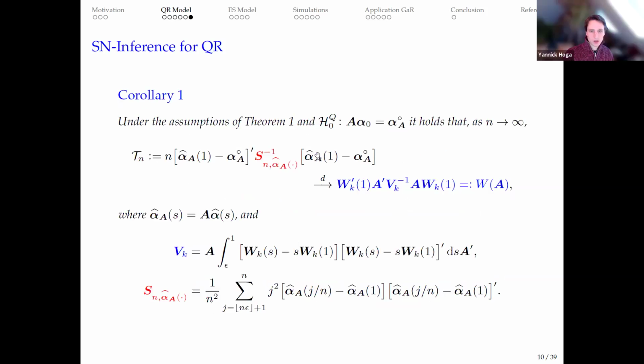Okay, so that's our test. Reject if T_n is large, larger than the 1 minus nu quantile, the 95% quantile, of this W_A distribution. So that's how it would work. It works as a Wald test. The only difference is the normalizer.